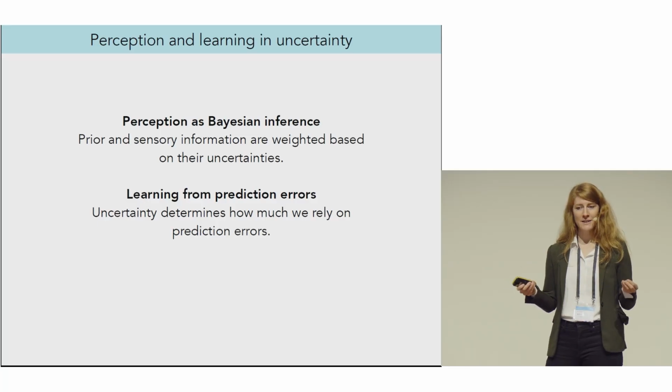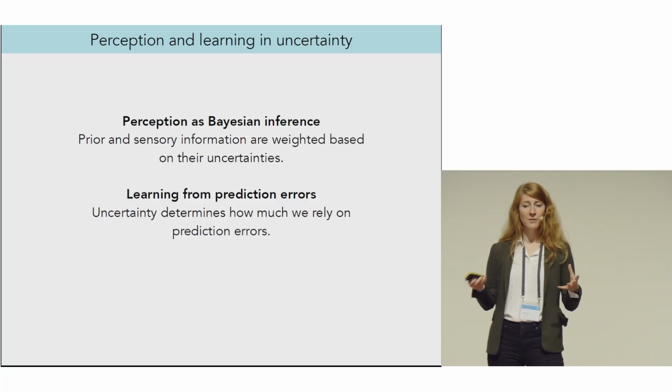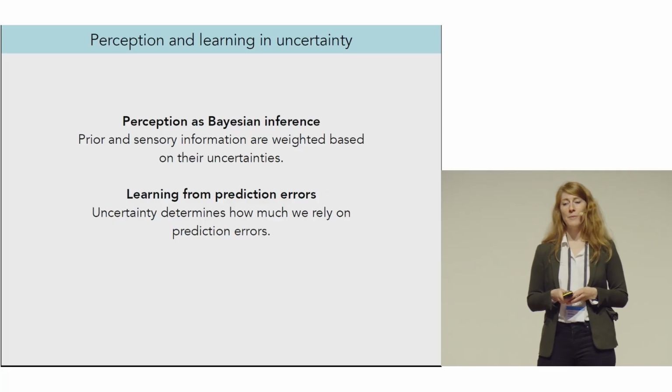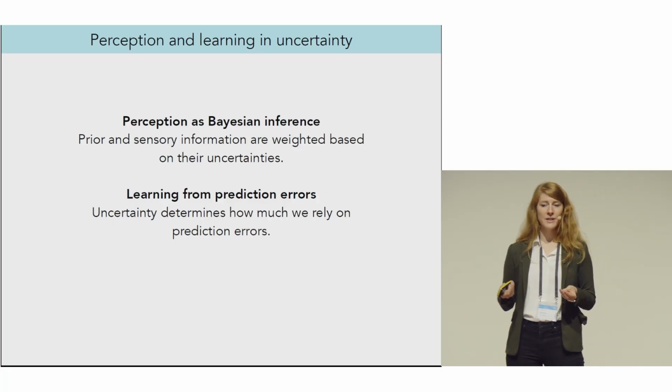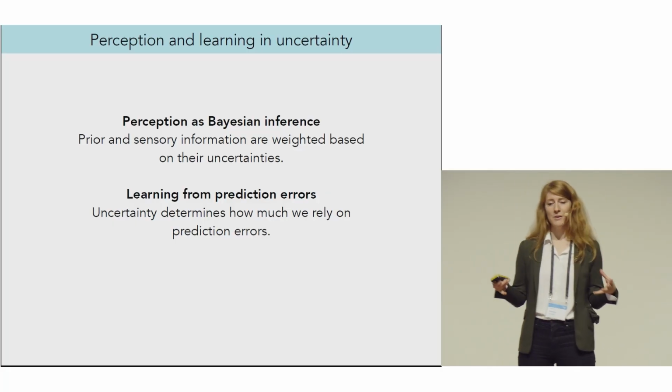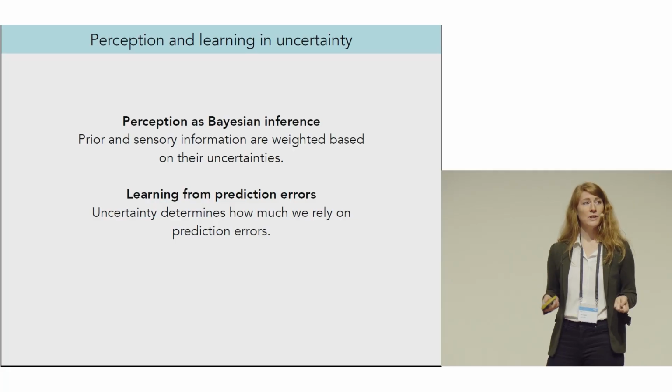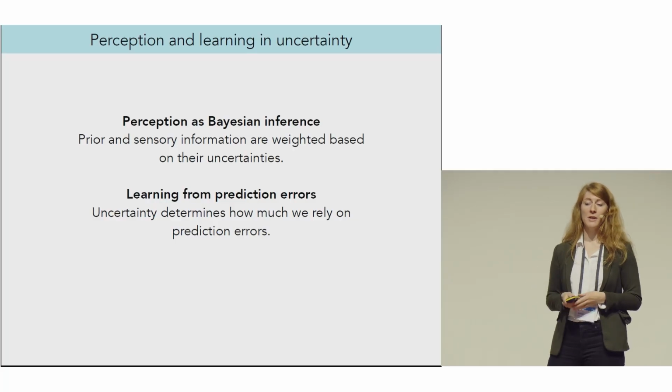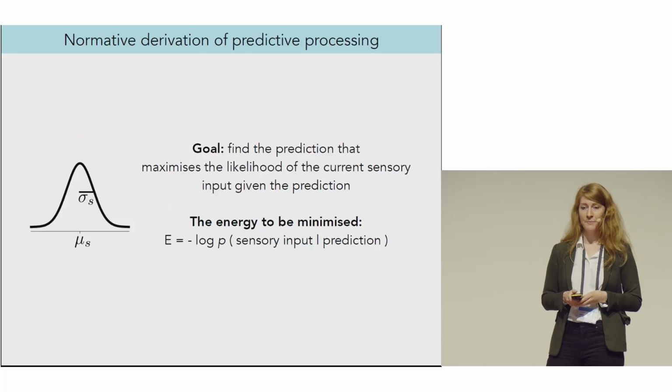So to summarize, perception can be understood as Bayesian inference, where the prior and the sensory information should be weighted based on their uncertainties, and learning, when we learn from prediction errors, we should take into account the uncertainty because it determines how much we rely on prediction errors.